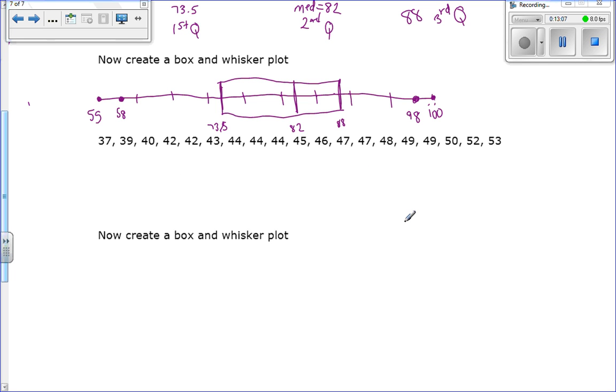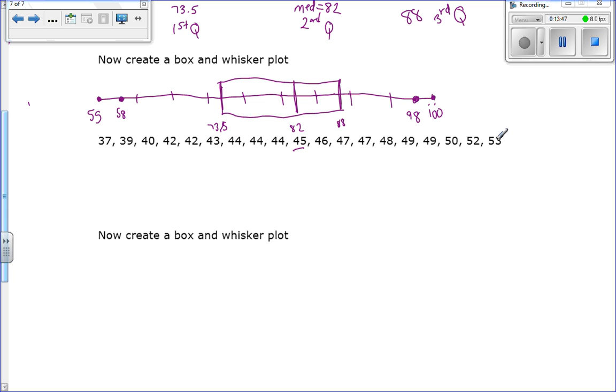This is our data. Again, I had it listed numerically just to save time. And I need to find my median. So I have 1, 2, 3, up to 19 pieces of data, so I need to split it in half and then round up. So 19 divided by 2 is 9.5, so 10. I need to find my 10th piece of data from both sides.